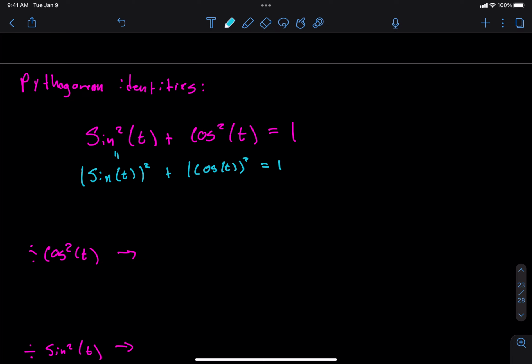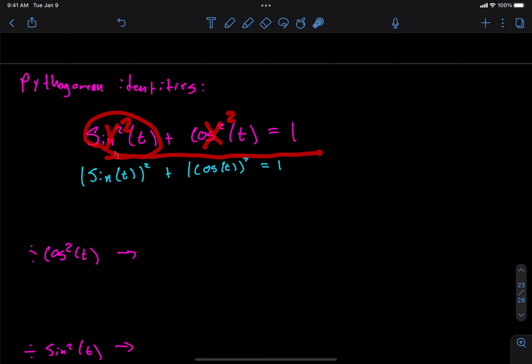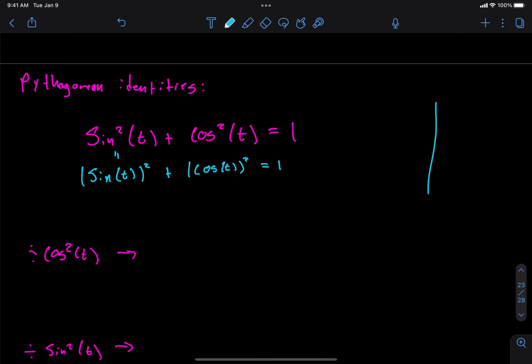Yeah, because unit circle, right? What is the sine? The sine is the y value of a point on the unit circle. So this is like y squared, right? And what is cosine? It's the x value. So if I square it, I get x squared. And x squared plus y squared is equal to 1 because we're on the unit circle.